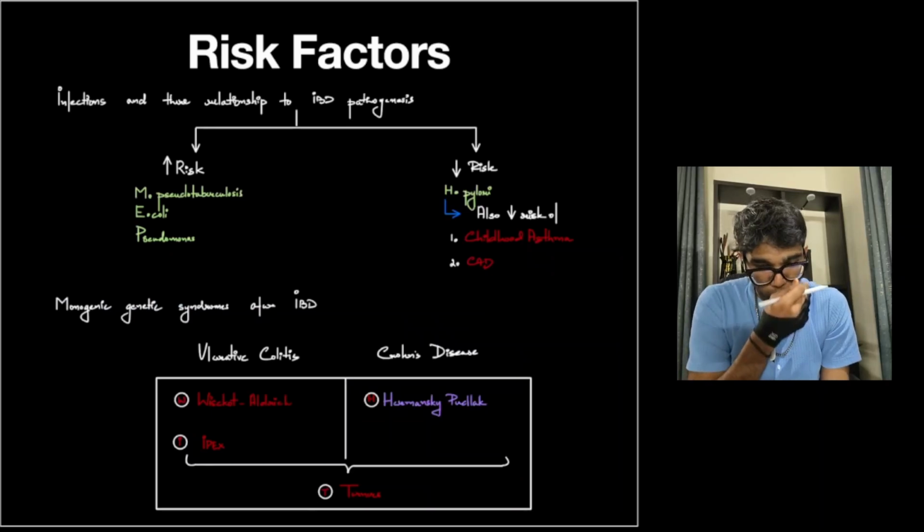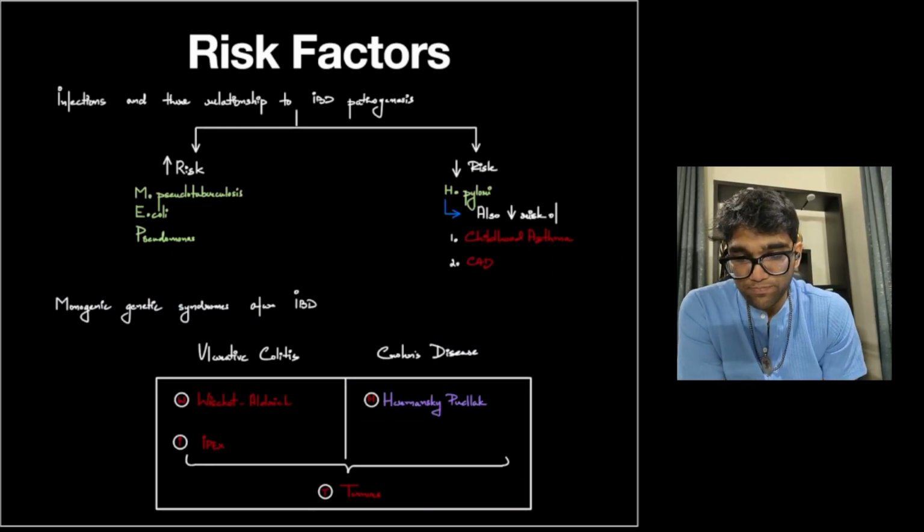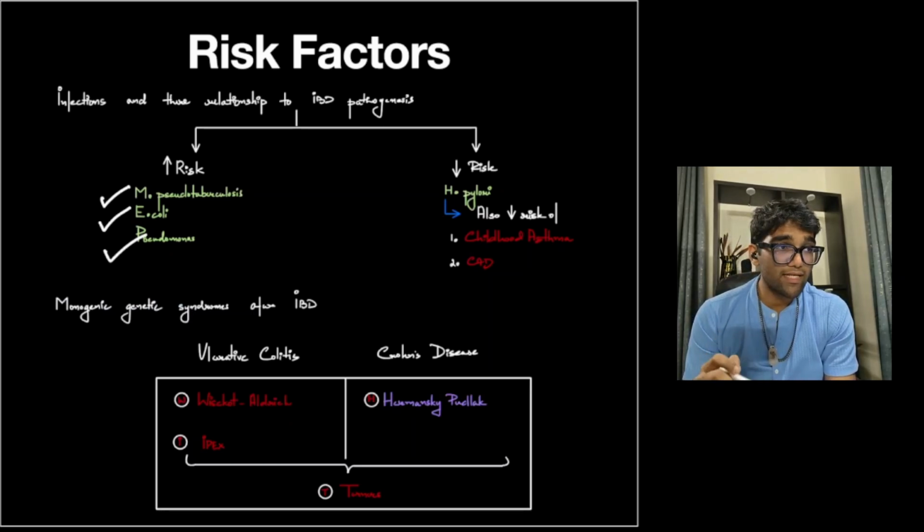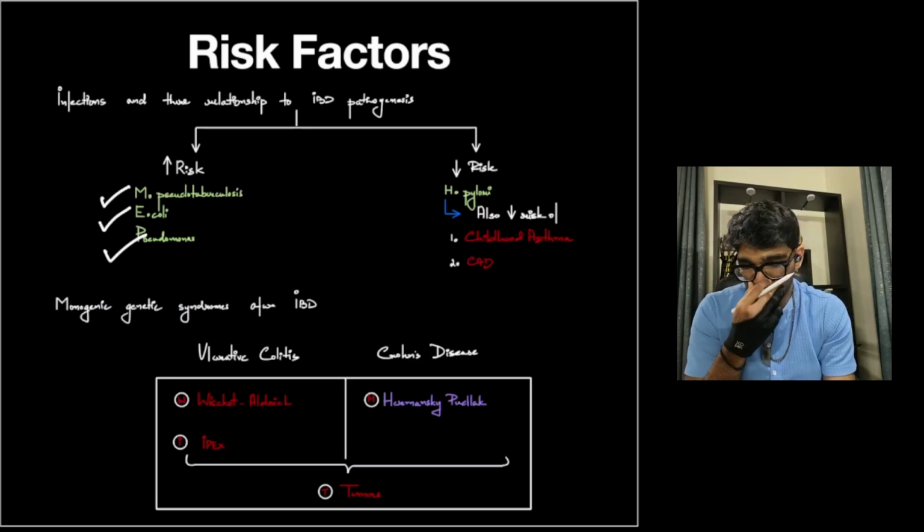Finally, what are those pathogens? There are three pathogens that have been found to be correlated in epidemiological studies. That is your M. pseudotuberculosis, E. coli, and Pseudomonas. And H. pylori is actually decreased. So with the decreased risk of inflammatory bowel disease, that could just be an epidemiological fallacy, because H. pylori infections are so common.